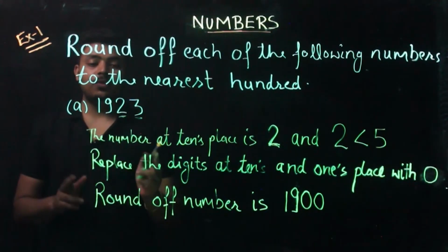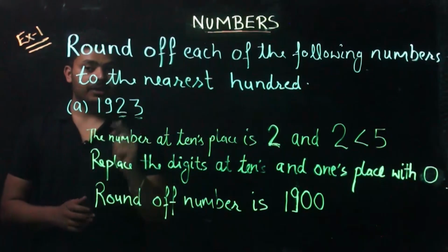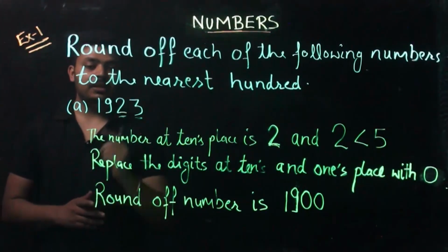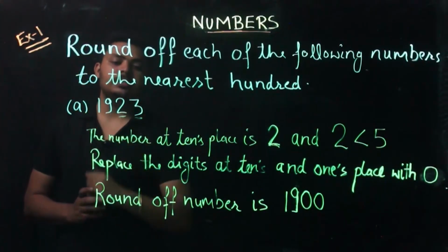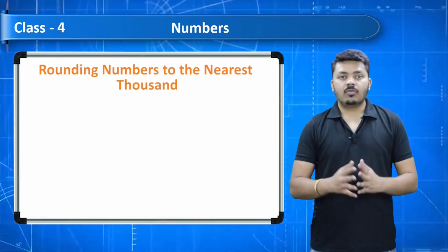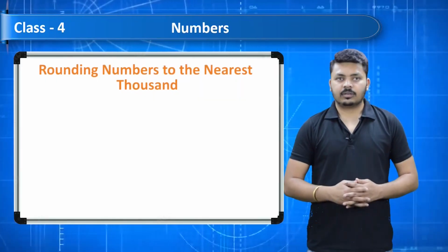First thing, look for the digit at the tens place. If it is less than 5, then replace the tens as well as the ones digit with 0. Rounding numbers to the nearest 1000.